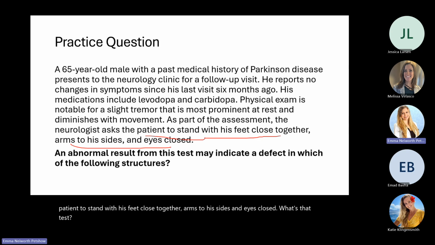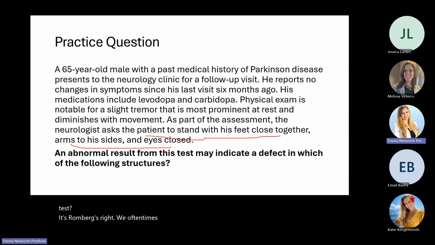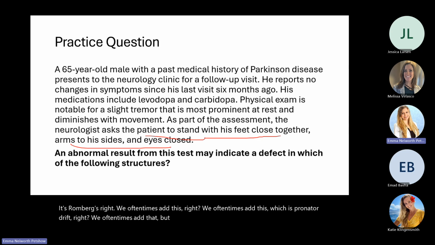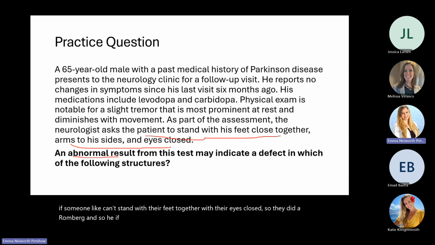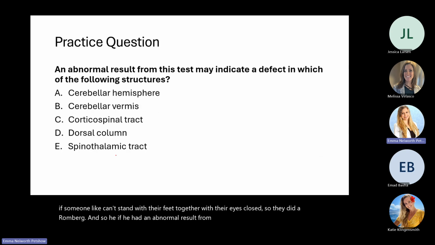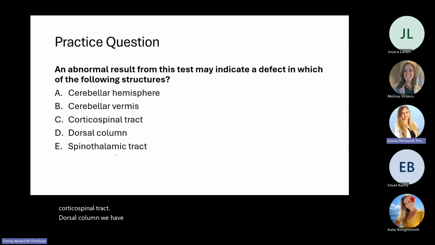Romberg's, right? We oftentimes add pronator drift, right? We oftentimes add that, but the test is this. This is Romberg's. So we're seeing if someone can't stand with their feet together with their eyes closed. So they did a Romberg. And if he had an abnormal result from this test, a defect could be in what structure? We can see the structures now, and then we can go back and look at the patient vignette fully. But we have cerebellar, either hemisphere or vermis. We have corticospinal tract, we have dorsal column, and we have spinothalamic tract. So we have lots of different tracts here.